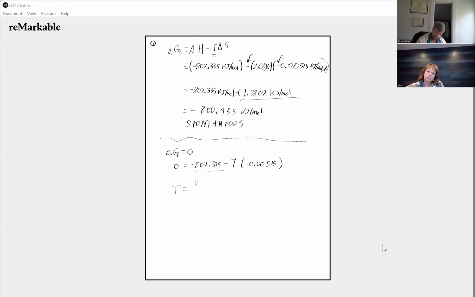Actually, let's do it this way. We're going to cancel out these two negatives. So we're at positive 0.00515 T. Move the enthalpy over, it becomes positive 802.335. By the way, I am skipping a lot of steps here because I assume you know what I'm doing.